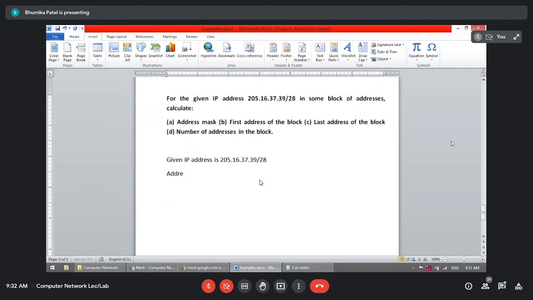So first we are going to find the address mask from this given IP address, that is, the first 28 bits you have to put as 1. So first 8 bits 11111111. Okay, 8 done. Then next 8 it will be 16, 24. Now 28, that means 1111. Total 28 done. Now how many are remaining? 28 out of 32, how many remain? 4, right? So 4 bits will be 0.